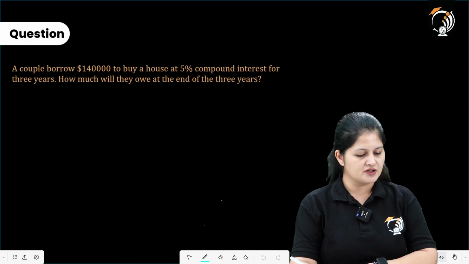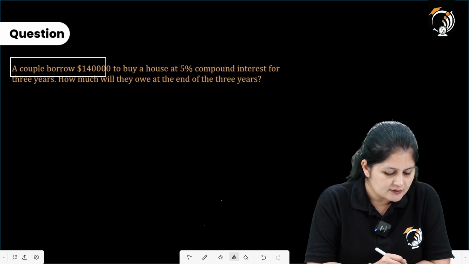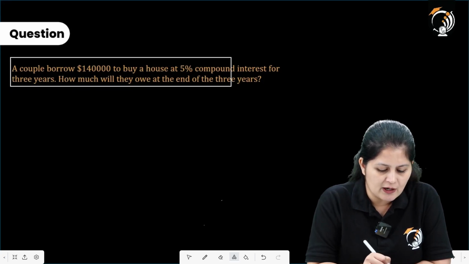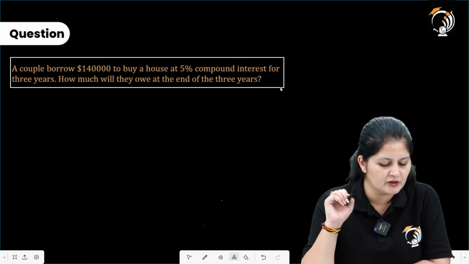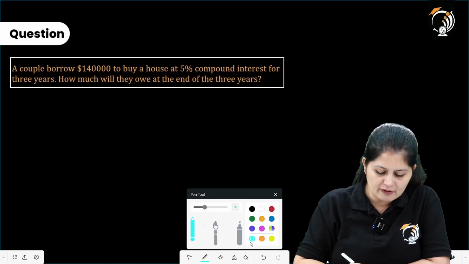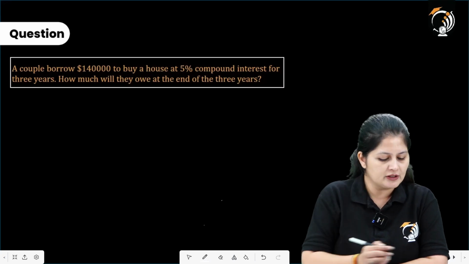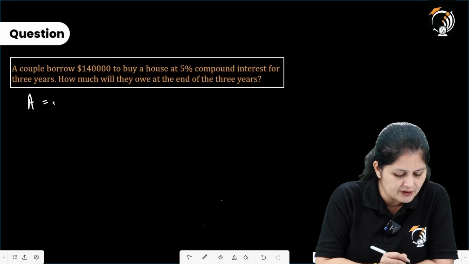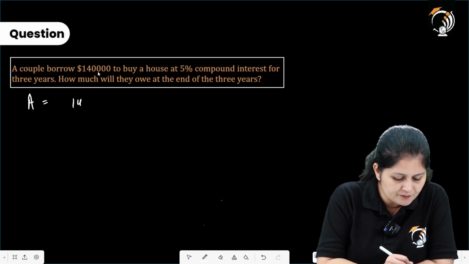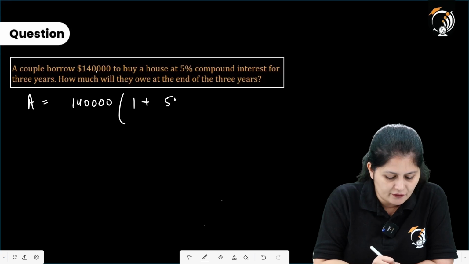Moving to the next question, the question here says a couple borrows a certain amount to buy a house at 5% compound interest for 3 years. How much will they owe at the end of the 3 years? So now we need to find the amount that they are going to owe after 3 years. So simply we are going to use the formula here. So the amount is going to be equal to 140,000 times 1 plus the rate of interest over 100 raised to the power 3.